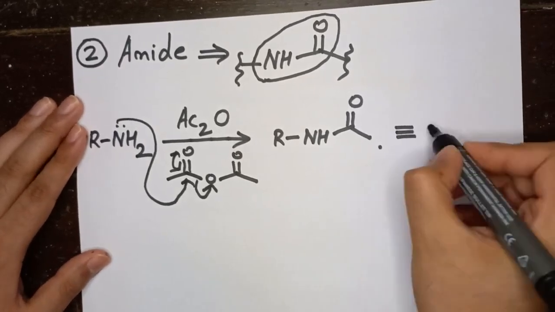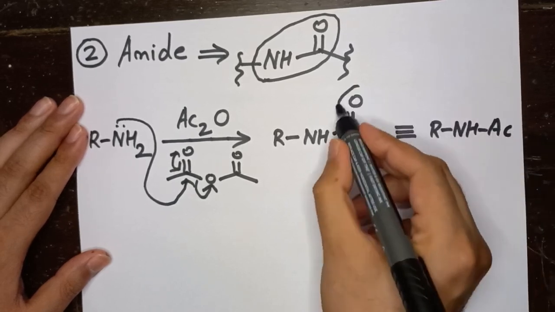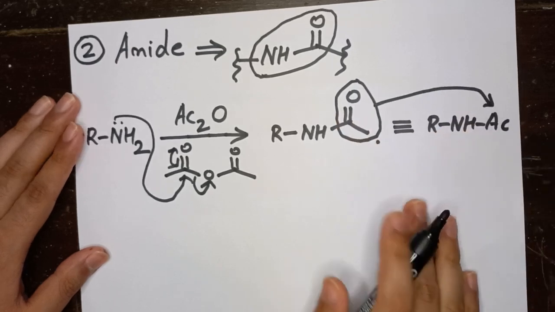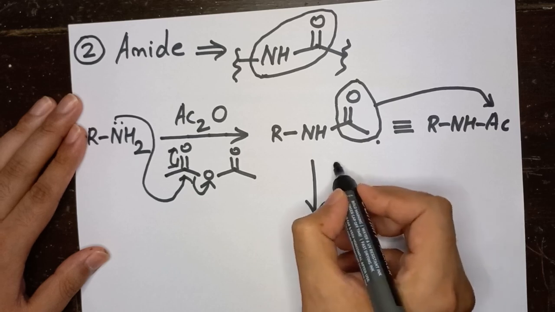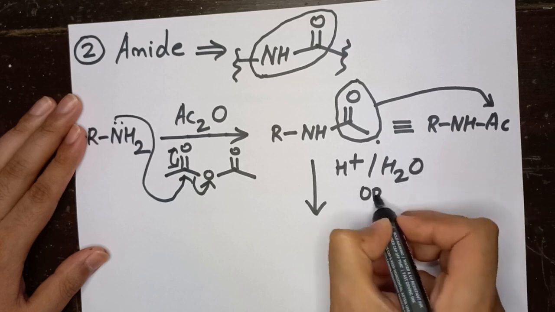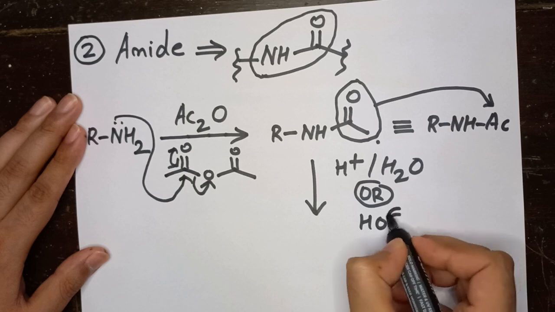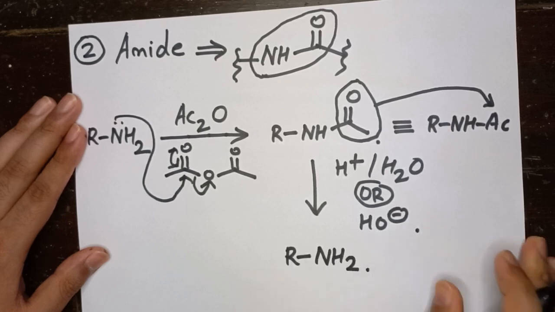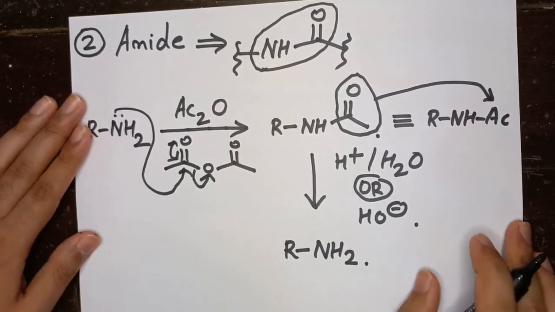This can also be represented as RNHAc. Okay, this group is called the acetyl group, Ac. And to deprotect the amide, you can either deprotect it using acidic medium, or you can also deprotect your amide under basic condition, and you will be able to generate your amine group. Okay, so how does the deprotection happen?